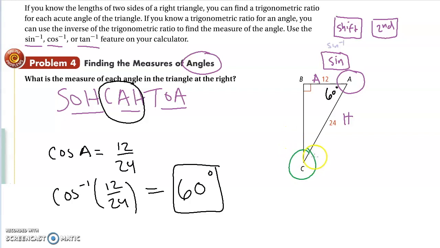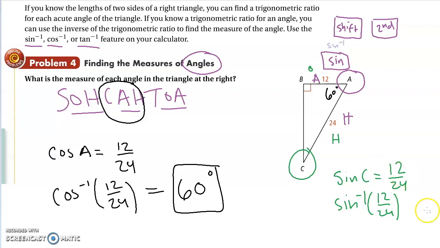Well, for angle C, I can do it the same exact way. According to angle C, I have the hypotenuse and the opposite. 12 is now opposite from angle C. So sine uses opposite and hypotenuse. So sine of angle C is 12 over 24. Now the inverse sine of 12 over 24, if I type inverse sine of 12 divided by 24 into a calculator, gives me 30 degrees.